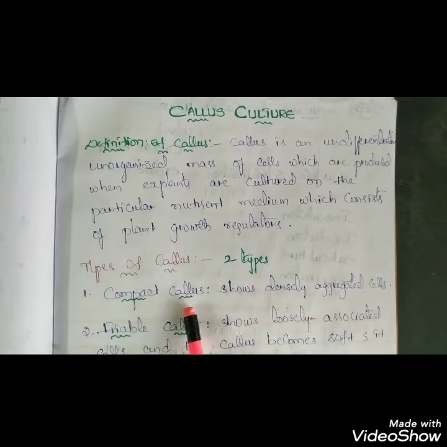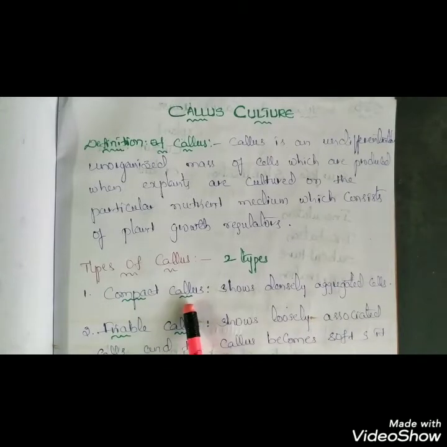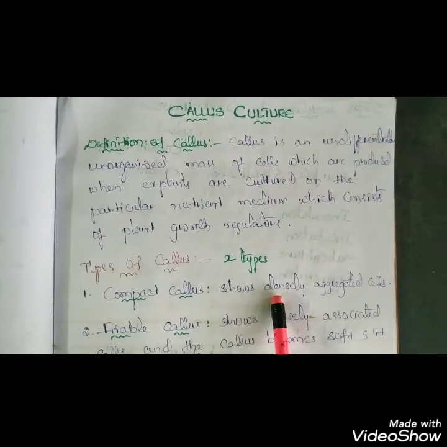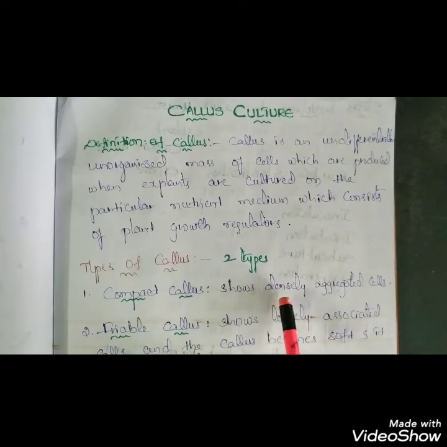What is compact callus? Compact callus shows densely aggregated cells. As the name itself indicates, compact. So here in this type of callus, the cells are very closely associated with each other. They are grouped together. So there will be no space in between the cells. So they are densely aggregated.